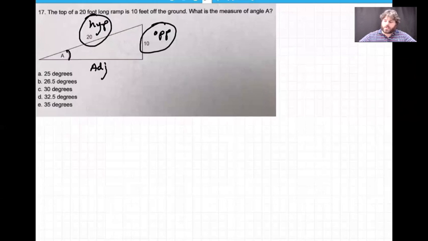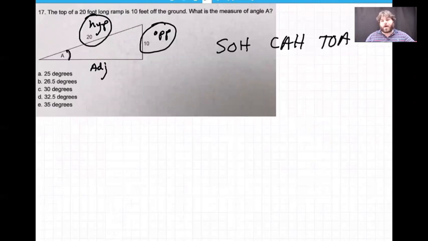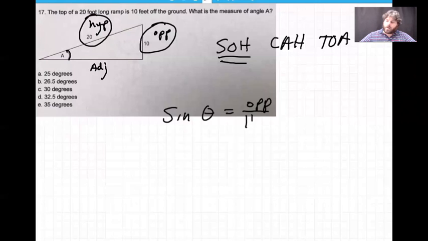So again, from my SOHCAHTOA, what am I dealing with right now? I'm dealing with an angle. That's all three of them. That doesn't narrow it down. But opposite and hypotenuse, that's going to be sine. So we're going to say the sine of the angle is opposite over hypotenuse. That's my formula there. Okay, so the sine of the angle, we don't know the angle, but we're going to call it A, is the opposite 10 over the hypotenuse 20.